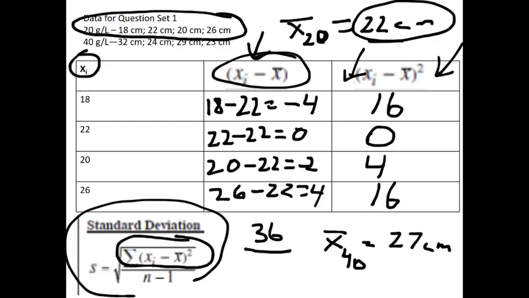We want to divide that by n minus 1. N is our sample size, our number of data points. So we had 4 data points, 18, 22, 20, and 26. So n minus 1, 4 minus 1, is going to be 3. And then we need to take the square root of that whole quantity. So our standard deviation is the square root of the quantity 36 over 3, which gives us a standard deviation, which we're going to notate as S, and we'll just write that here. S equals 3.46.